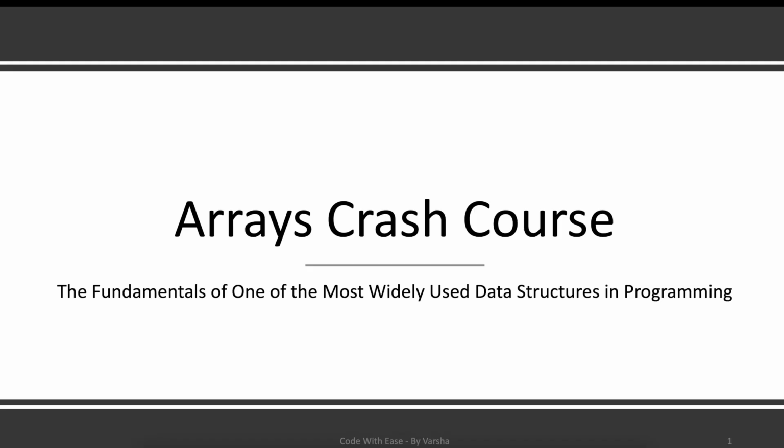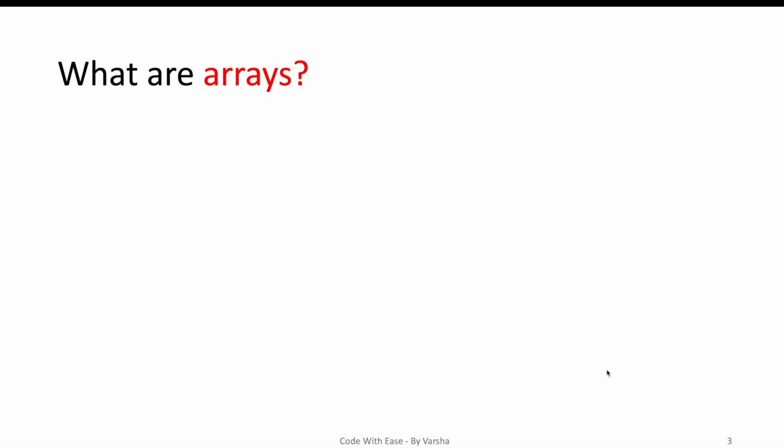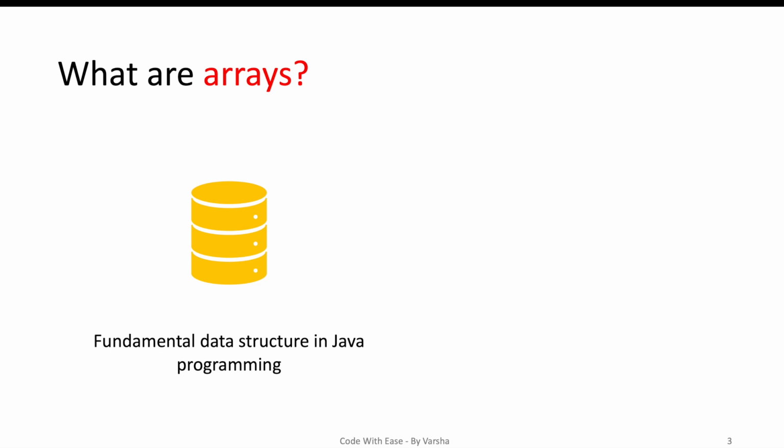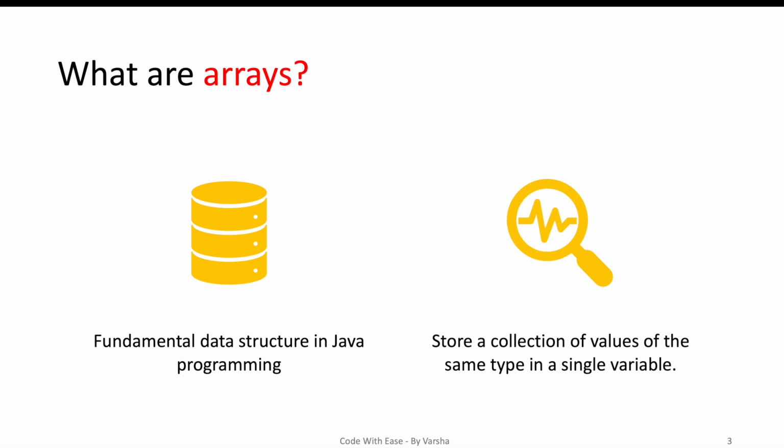Okay, so starting with the arrays crash course. First part is introduction. First question, what are arrays? So arrays, as we know, are a data structure. What is a data structure? It is a way to store and organize different values. So arrays are the most fundamental and the most commonly used, most popular kind of data structure that we use in different programming languages. And two characteristics are very important for arrays.